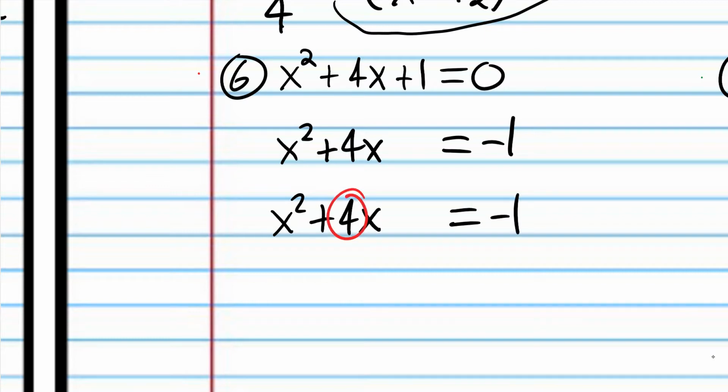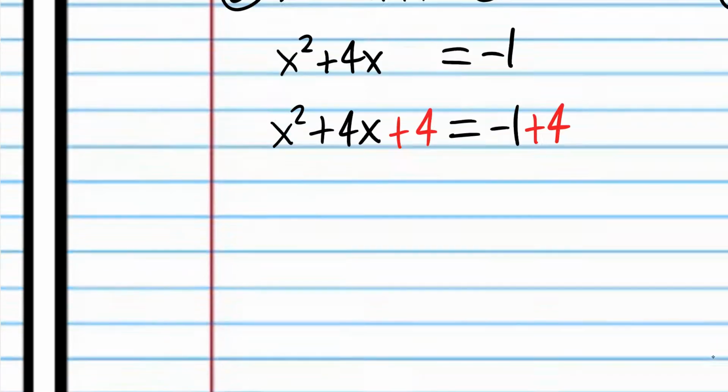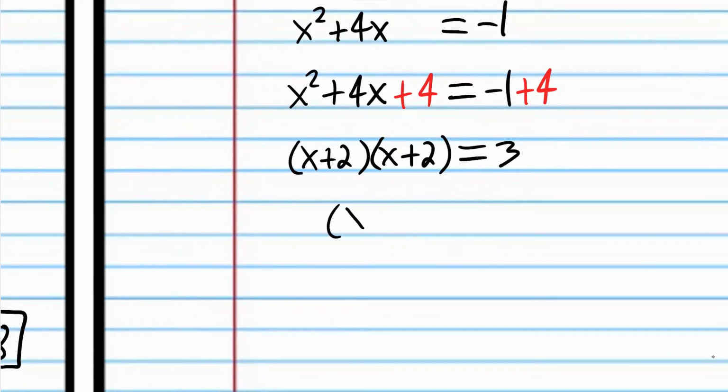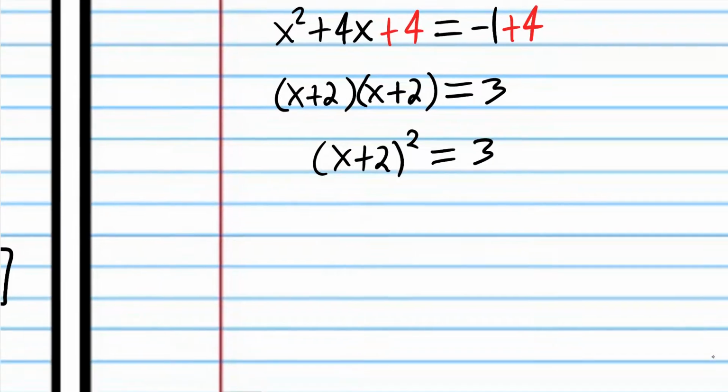Divide by 2 and square it, and you get 4. So we're adding 4 to both sides, and that's a perfect square. You can actually factor that just by figuring out what two numbers multiply to 4 and add up to 4. But like I said at the beginning of this class, it's always going to be this number divided by 2. You don't really have to even think about it. Okay, so now we get x plus 2 squared is equal to 3.